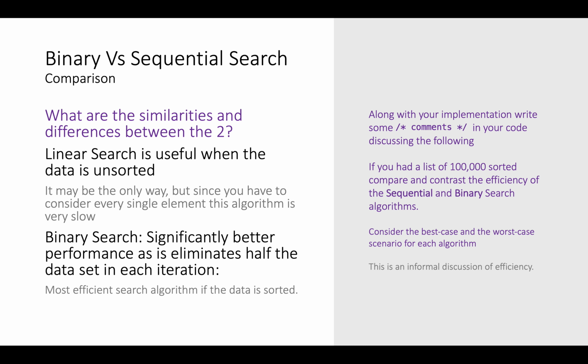Binary search is a significantly better algorithm in terms of its performance, as it eliminates half the data set in each iteration. So if you start with a data set of 10, you'll eliminate 5 in the first iteration, right? The next iteration, you'll eliminate another 2.5. In the next iteration, you'll eliminate the last one, right? But it only works when you have a sorted list. If you have an unsorted list, you have to go back to sequential search. And that's why we need to know both these algorithms.